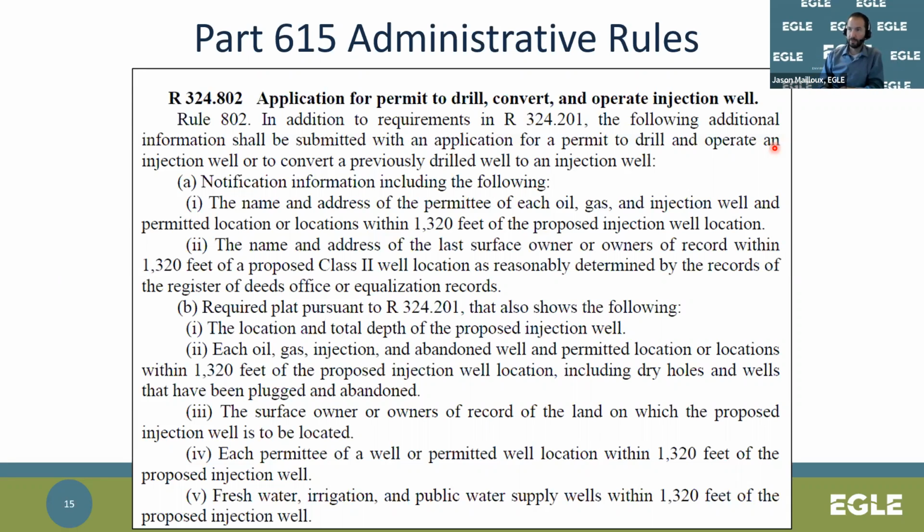So 802, it's an application for a permit to drill, convert, and operate an injection well. These are requirements above and beyond 201. Again, if you have applied for a permit since these rules came into effect, you have gone through this. You're already doing 802. This is not new. These requirements for injection wells are not new related to primacy. So name and address of permittees within the quarter-mile radius, surface owners within the quarter-mile radius, and a plat with some explicit details on what needs to go on that plat.